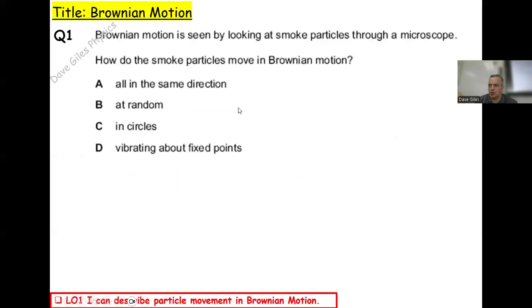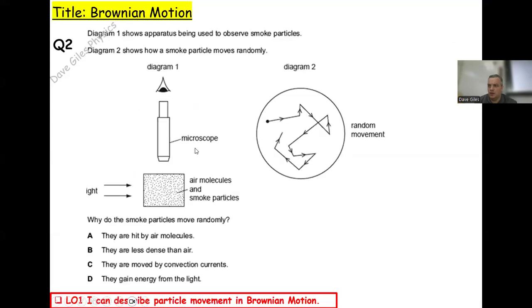Okay, first question from this list. Brownian motion is seen by looking at smoke particles through a microscope. How do the smoke particles move in Brownian motion? At random. Why do the smoke particles move randomly is the next question. It's because they are hit by air molecules.